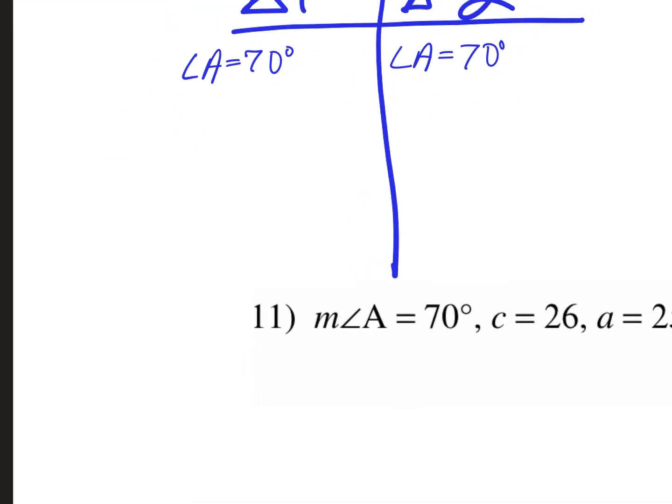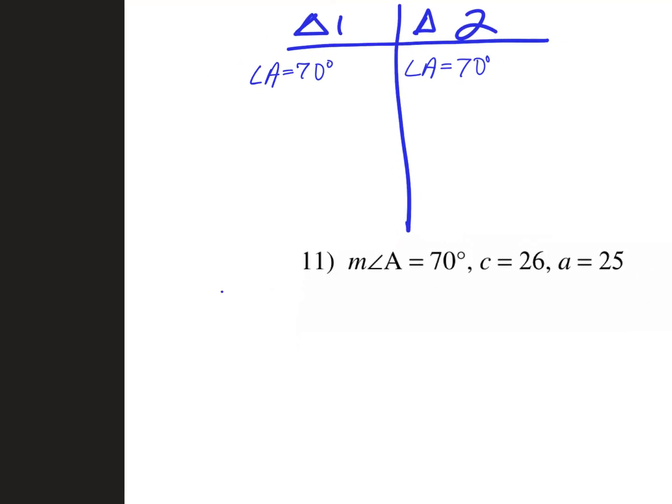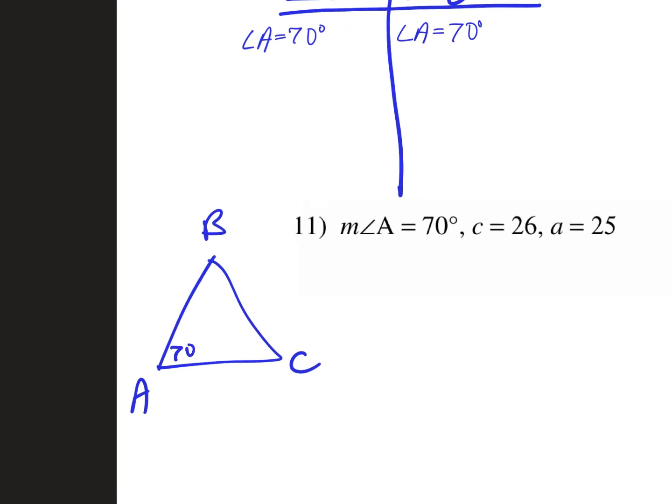So let's draw a quick little picture and see what we're missing. Some of you like to write down A, B, and C. That's fine. I just like to write down what's given and then figure out what we're missing. I think that's a little better, and you'll see why in a second. So A is 70 degrees. Across from A is 25. Across from C is 26. So what are we looking for here? We're looking for angle B, angle C, and side B.